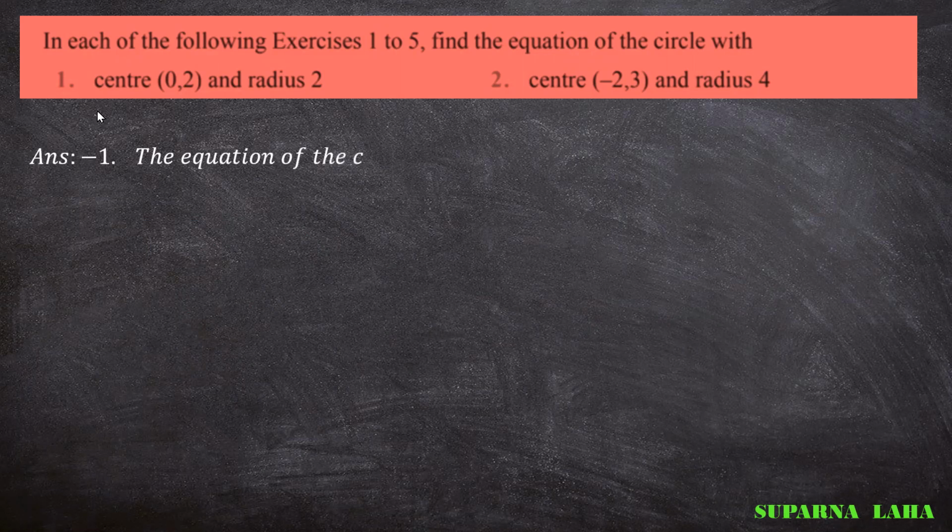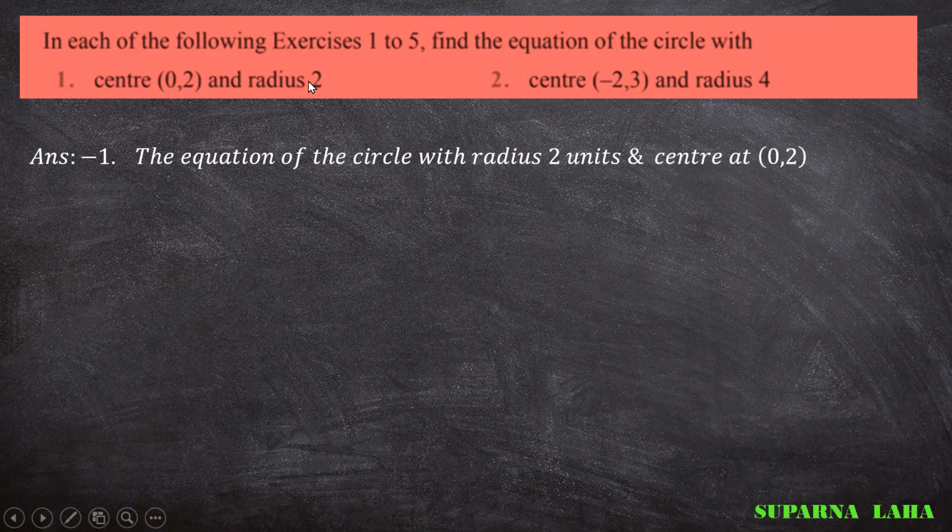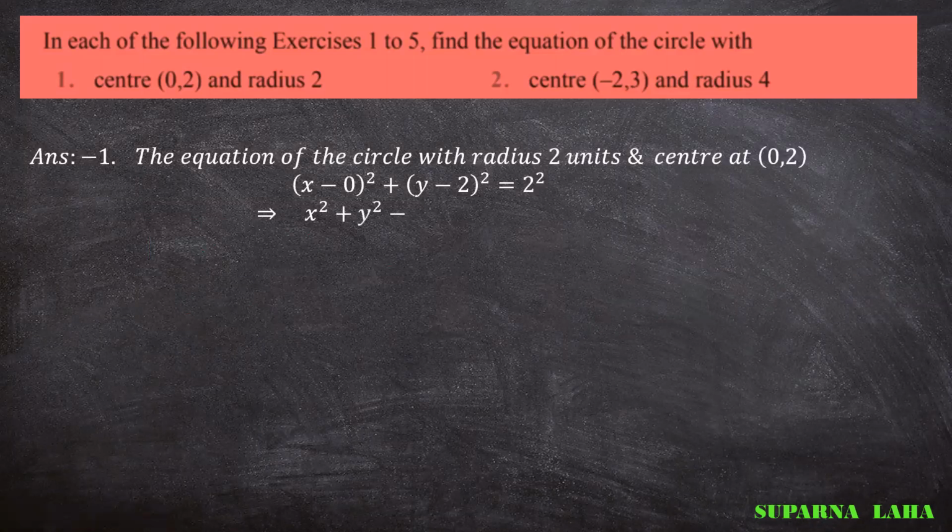So question number 1, the center is (0, 2), that is on the y-axis, and the radius is 2 units. So (x minus 0) the whole square plus (y minus 2) the whole square is equal to 2 square. You can break it and find the general equation also. x square plus y square minus 4y plus 4 minus 4 equals 0. So plus 4 minus 4 cancel. So x square plus y square minus 4 equals 0 is the equation of the circle. So center is on the y-axis, that is (0, 2), and radius is 2 units.